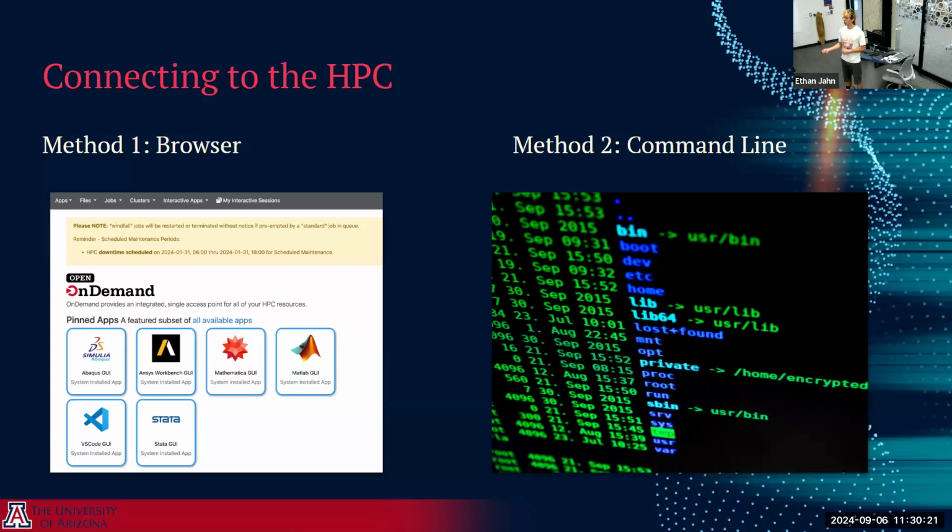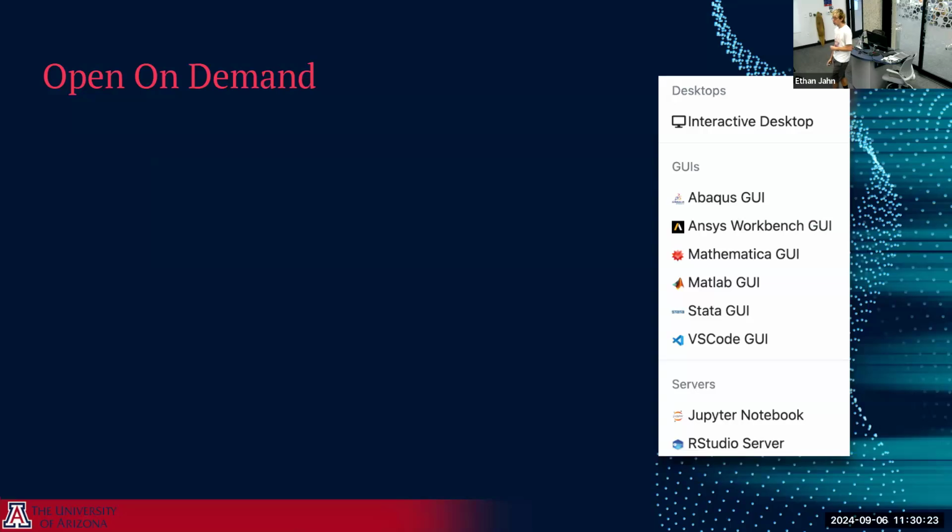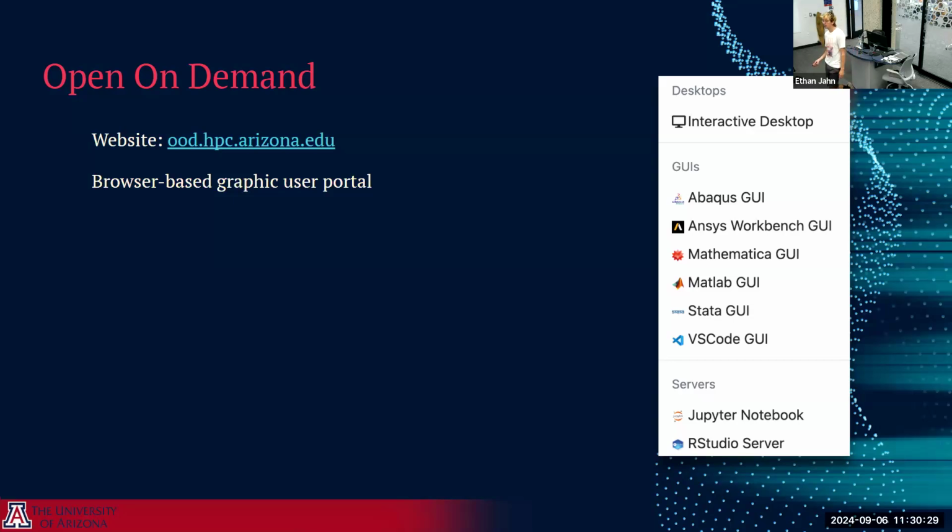So let's go through each of these. Open On Demand is the graphical user portal on the browser. The website is ood.hpc.arizona.edu. This is required for certain graphical applications. For example, if I wanted to use MATLAB, I certainly can use a non-graphical version of MATLAB through the command line, but since the command line is text only, if I wanted to use some of MATLAB's graphical features, I would have to go through Open On Demand.